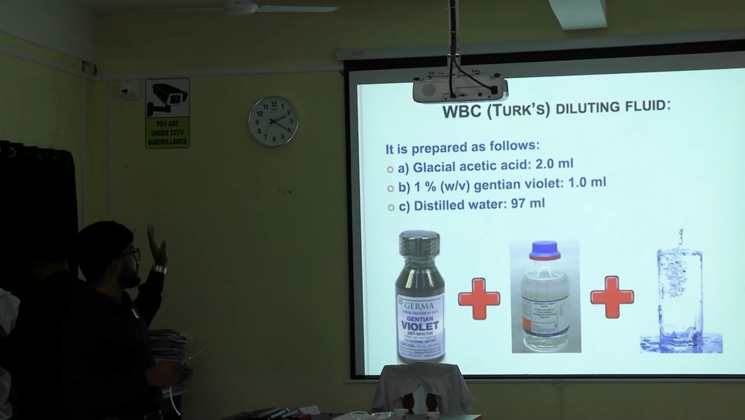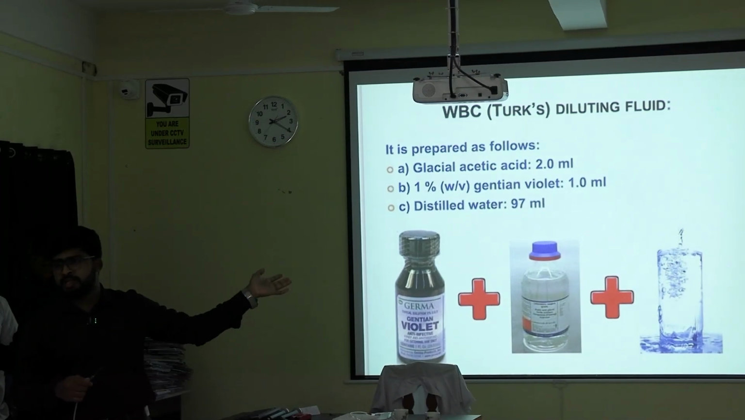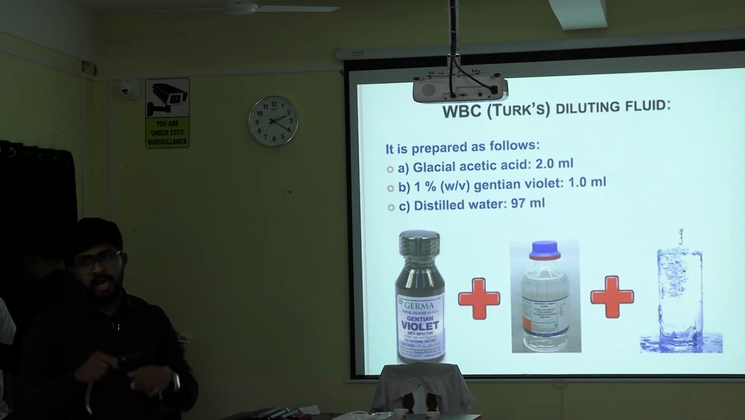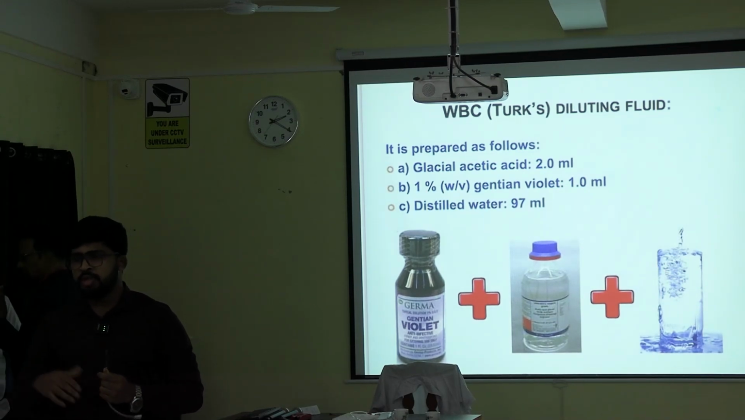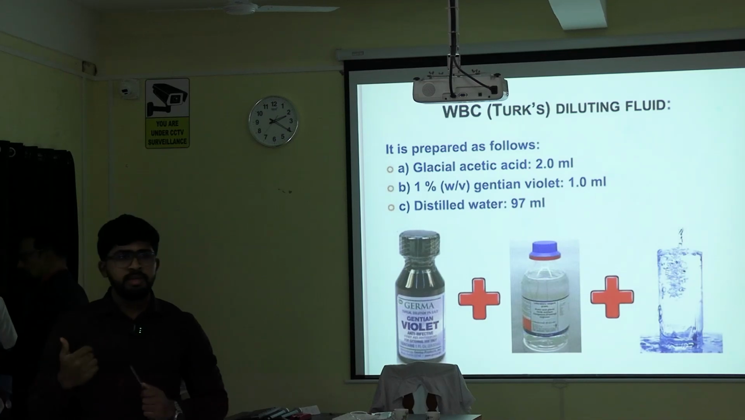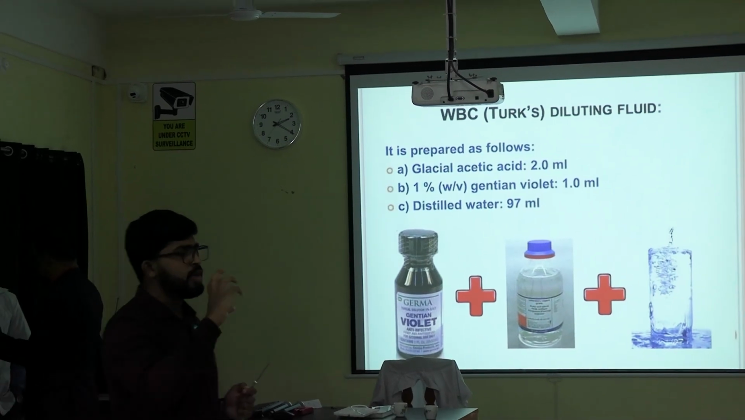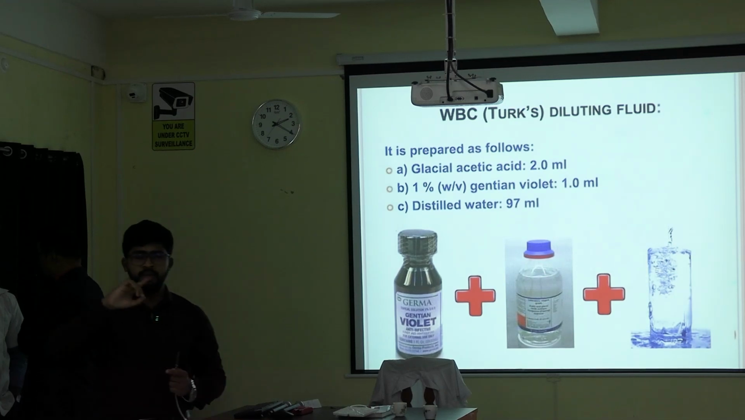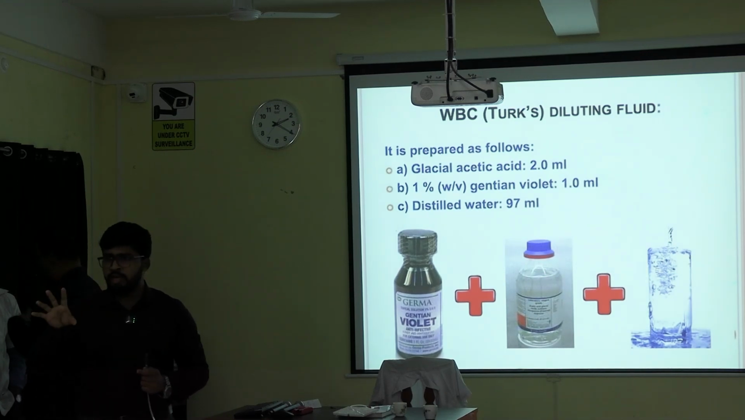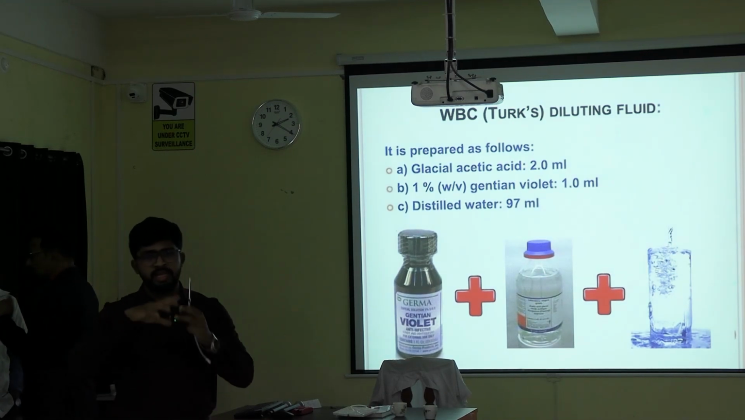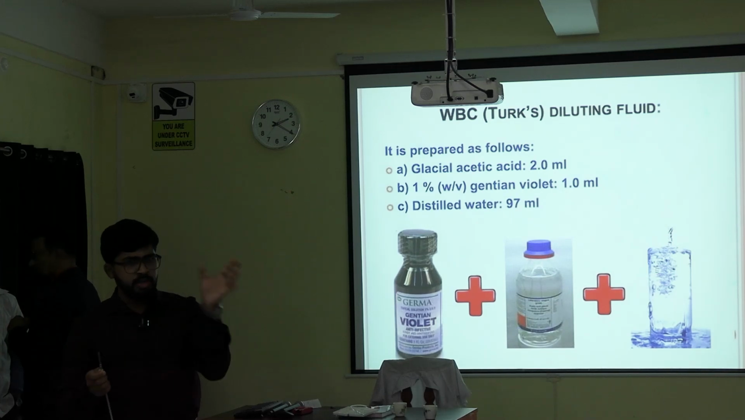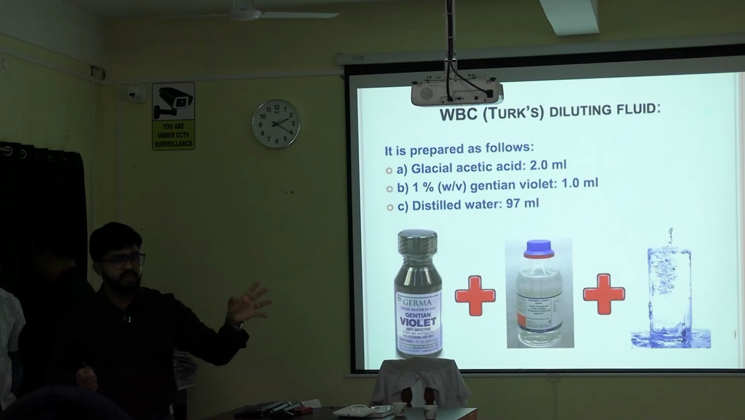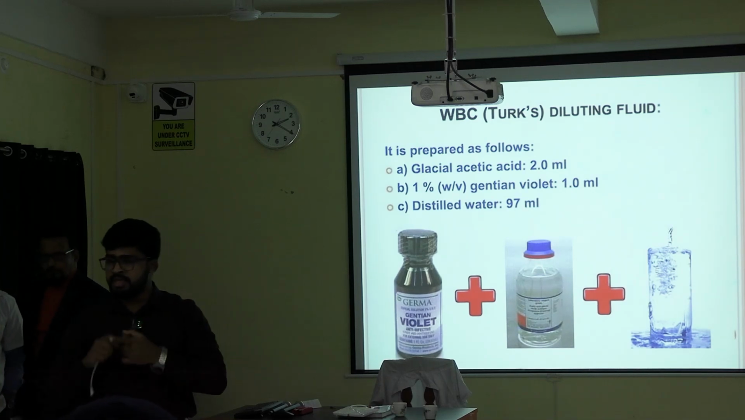Now what we do is we use glacial acetic acid. What does glacial acetic acid do? They basically lyse the cells. Through the lipid layer of the cell membrane, they enter into the cell and lyse the cell. In case of RBC, since the RBC doesn't contain any nucleus, once the cell is lysed, nothing will come out of it. No nucleus is there, so it will be completely invisible once the RBC is lysed.